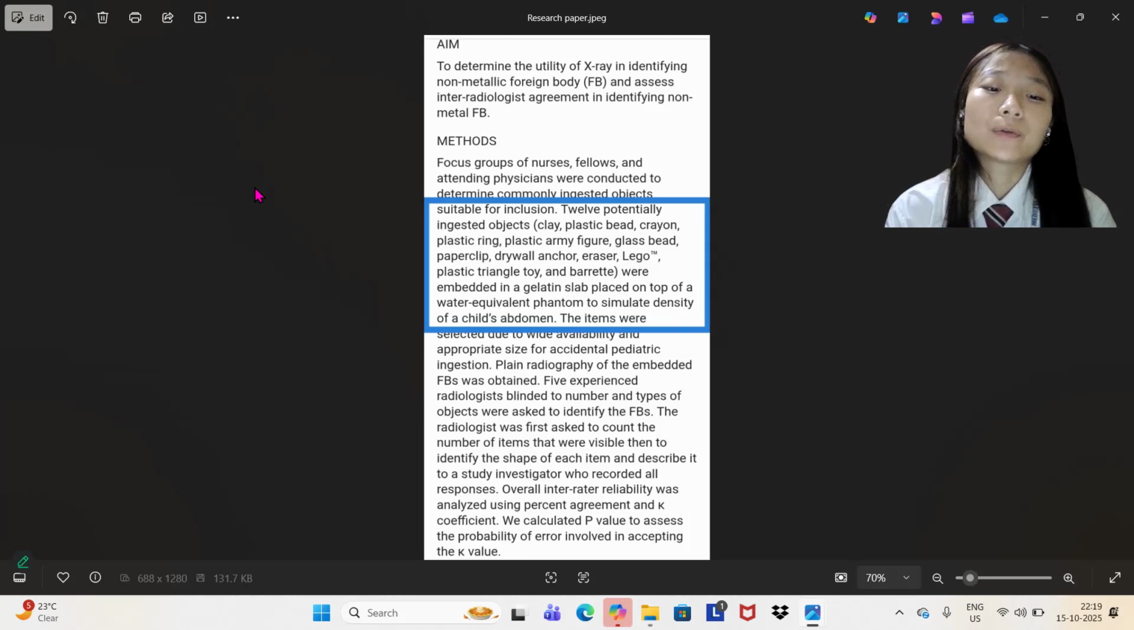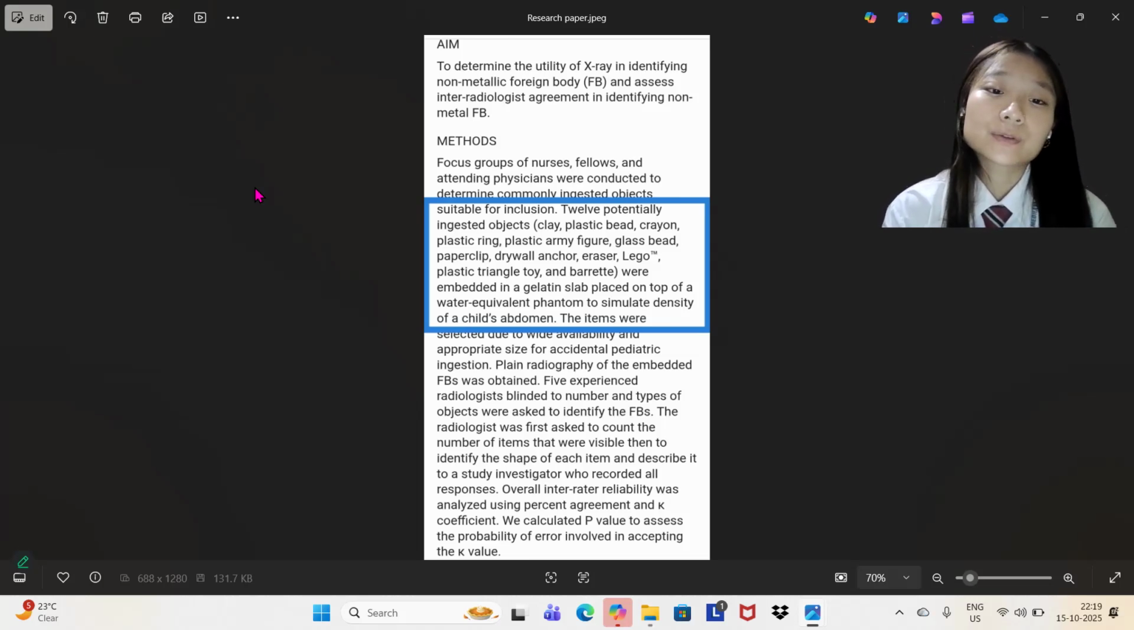The study found that metallic and dense materials such as paper clips and glass beads were easily identified by all observers. However, non-metallic and low-density materials like clay, crayon, and plastic beads were much harder to detect, and interradiologist agreement dropped significantly for those objects.